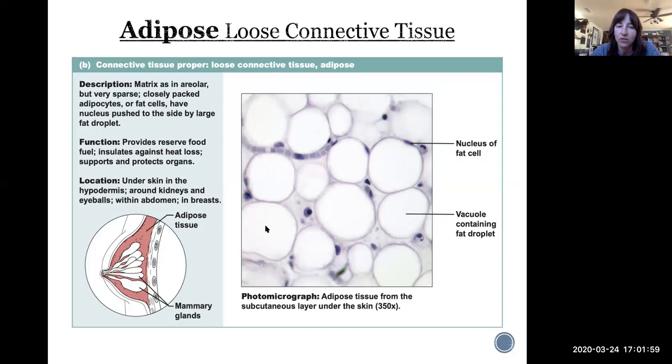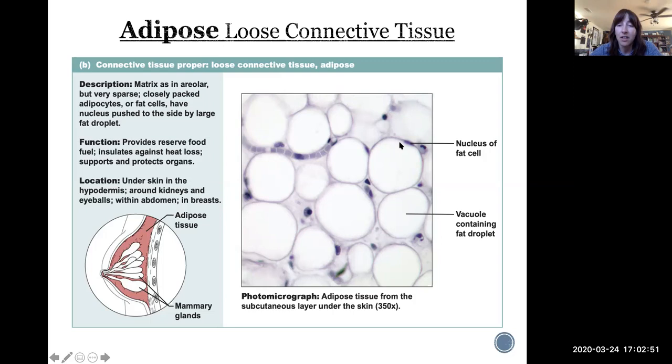So this is our adipose tissue. This is our fat tissue, right? The matrix is similar to areolar connective tissue in terms of a gel-like ground substance, but it's very sparse because it is being separated out by these ginormous round fat cells, which have a huge central vacuole full of lipid, a fat droplet. So the nucleus of these cells is pushed over to the side. They kind of look like rings with a gemstone, like a little diamond ring. These are fat droplets inside cells designed to carry lipids in a huge central vacuole.